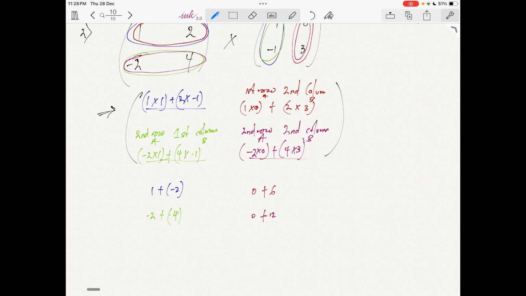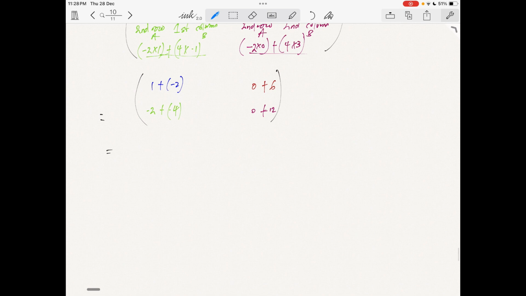So having established that, we will now have what? 1 plus minus 2 will give us minus 1, 0 plus 6 will give us 6, minus 2 minus 4 gives us minus 6, 0 plus 12 gives us 12. Now this has helped us to generate a standard on how we solve this.